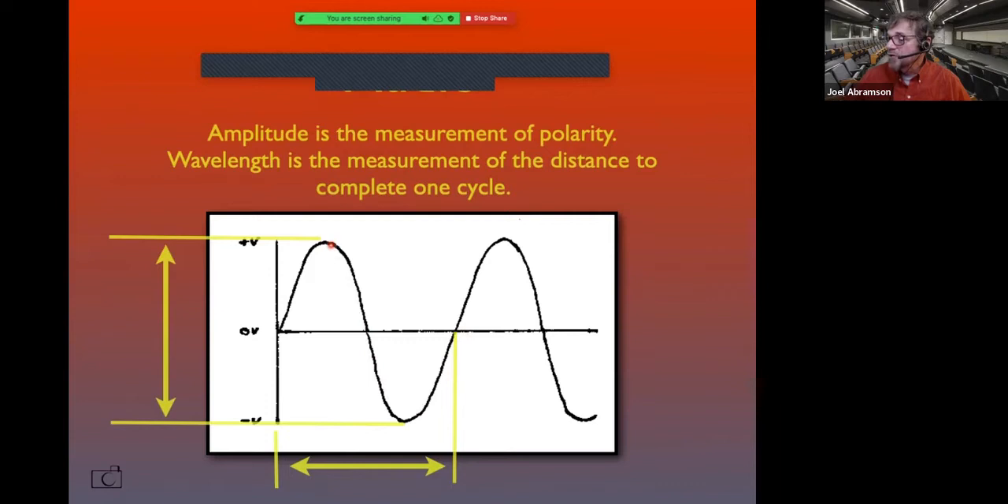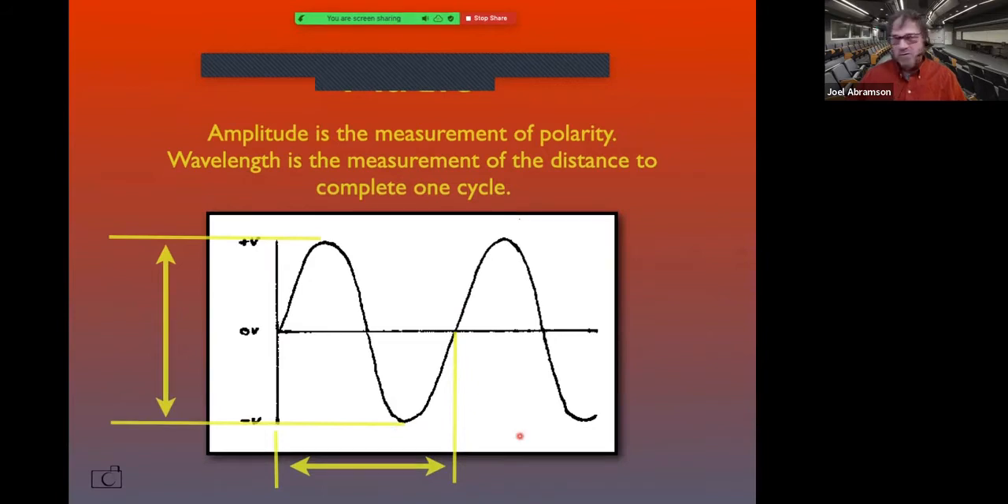Now, if we started measuring it from here, that's a half cycle in the positive, okay? And there's a full cycle in the negative, right? So we have to go another half cycle in the positive. So if we started our measurement here, the end of that wavelength would be here. But classically, we do it from this to that. Right. So there we have amplitude and wavelength.